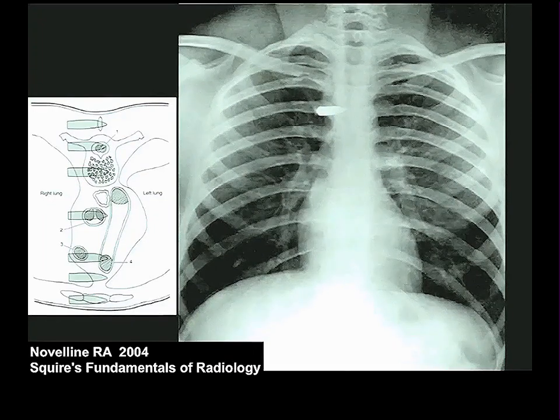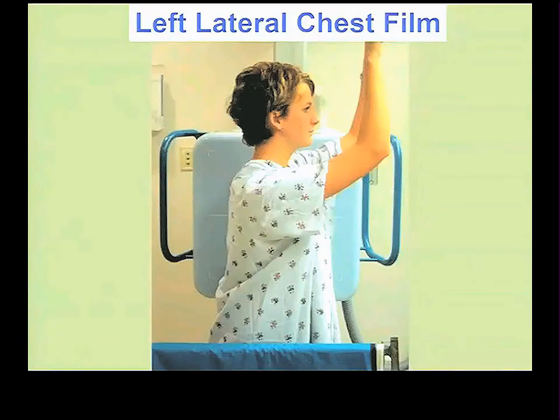I'm reminding you, as I said earlier, these are two-dimensional things. You cannot tell when you look at this where that bullet is, towards the front or towards the spine of this person. In fact, that's why everybody who has a PA chest film also has a left lateral chest film.